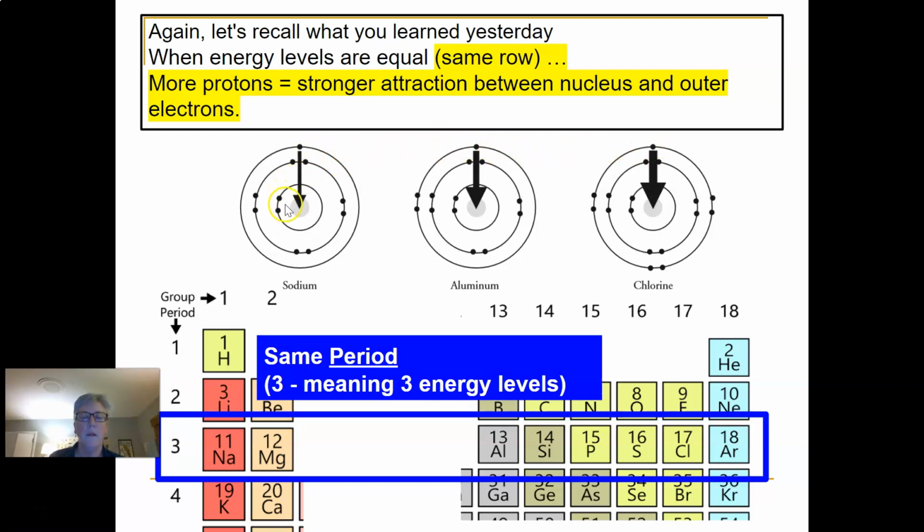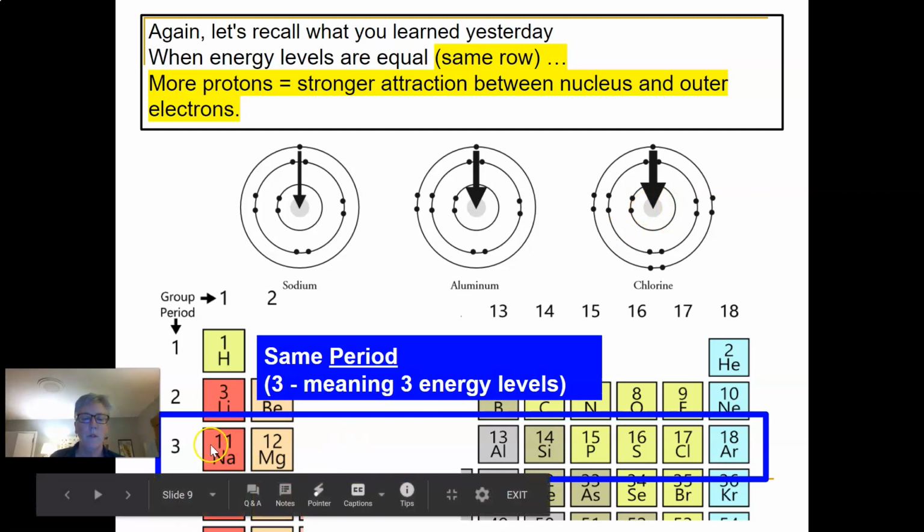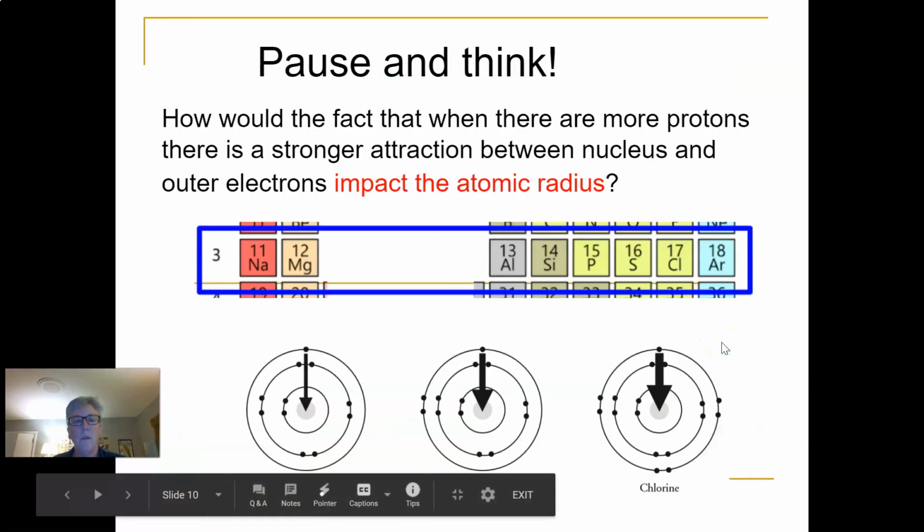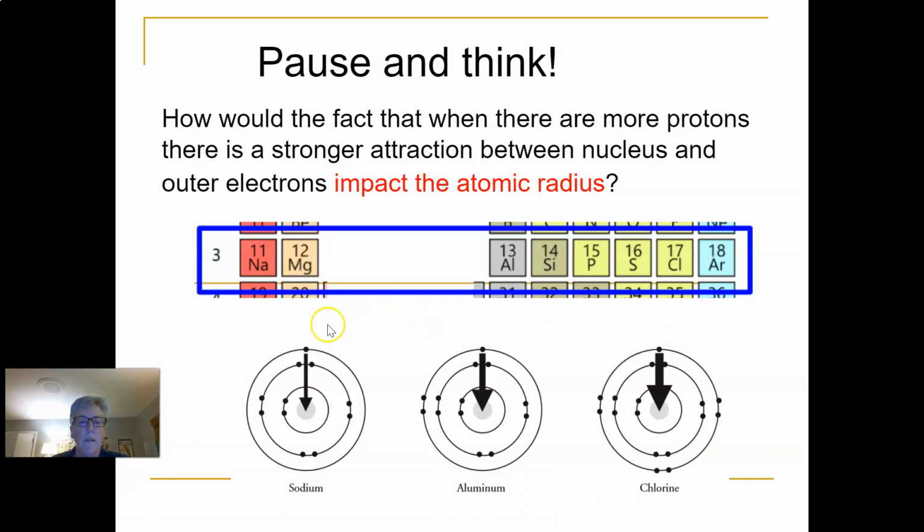Okay, but as we added protons to the nucleus, the charge in the nucleus became greater. So there was a stronger attraction between the nucleus and the outer electrons when there were more protons. Okay, so as you go across this row, there's a greater force for argon between the protons and the electrons than there is for sodium. Okay, so then the question becomes, how is this going to impact the size of the atomic radius for elements that are in the same row?